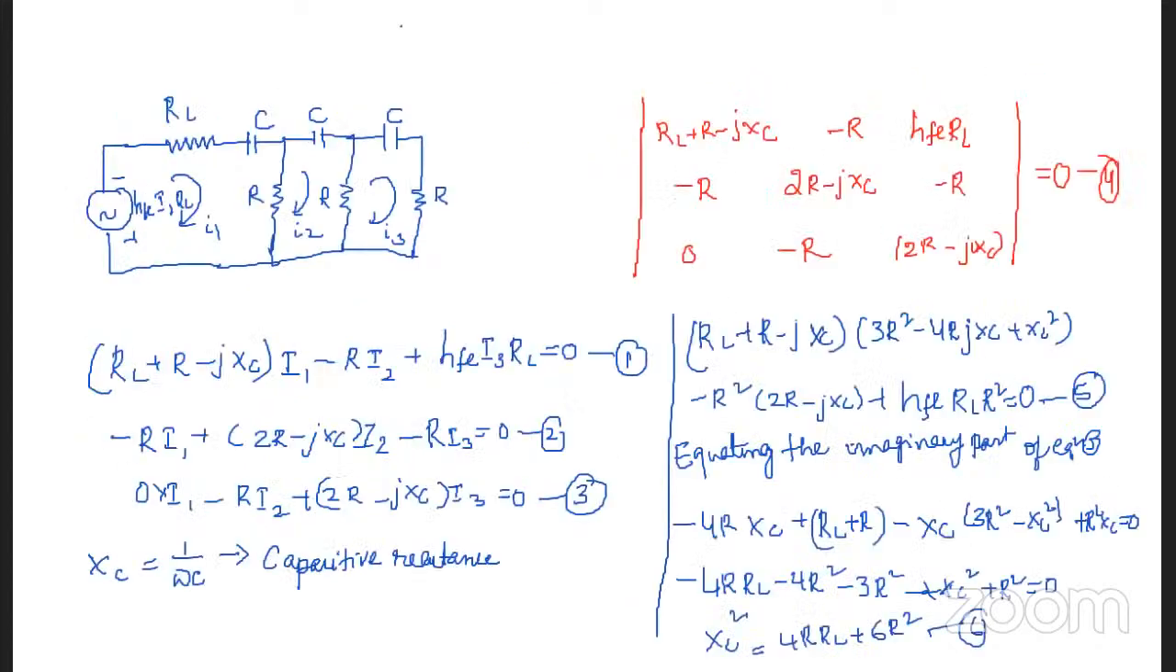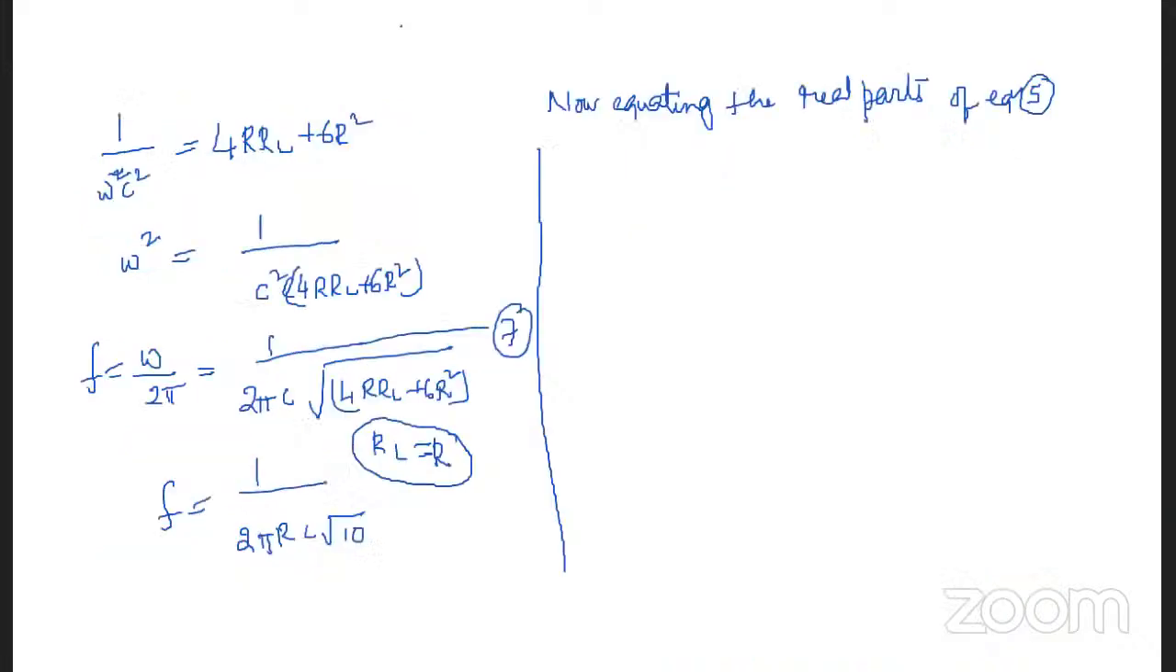In this equation, if you equate the real parts, we will get RL plus R into 3R square minus XC square minus 4R XC square plus HFE RL R square equals 0. So writing the real part, first we get R, RL plus R into 3R square minus XC square minus 4R XC square plus HFE RL R square is equal to 0.